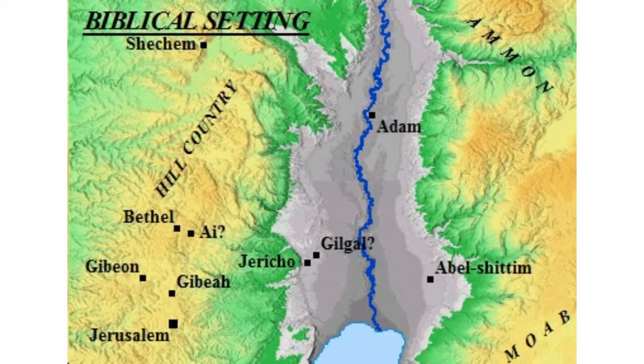About 40,000 equipped for war crossed for battle before Yahweh to the desert plains of Jericho. On that day, Yahweh exalted Joshua in the sight of Israel, so that they revered him just as they had revered Moses all the days of his life.